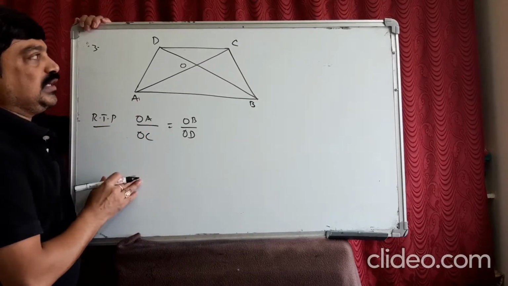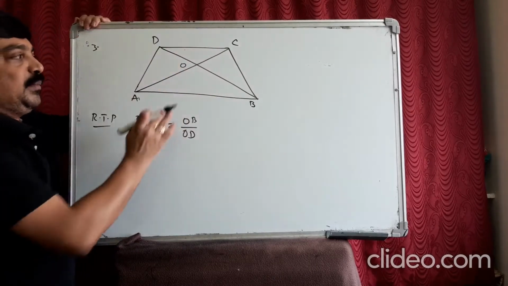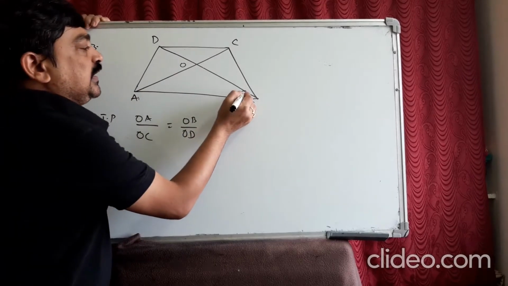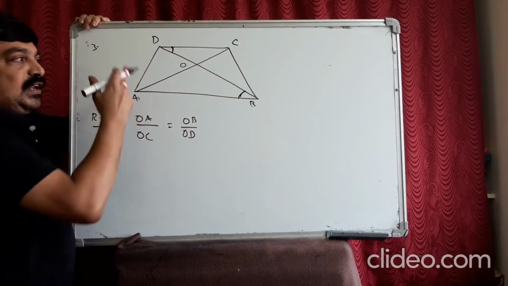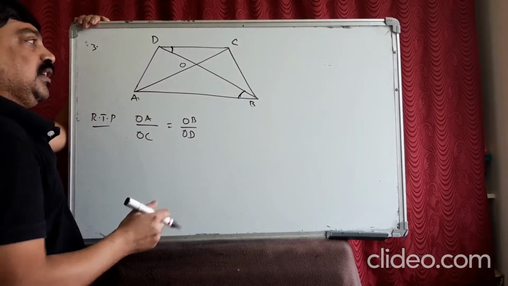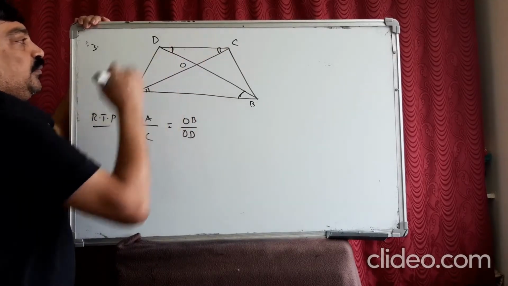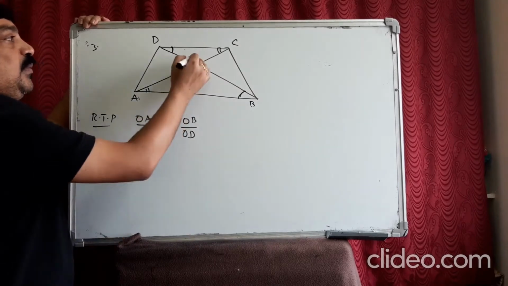Now, what I do is, in a trapezium, what happens? The opposite sides are parallel. That means these two sides are parallel. When these two sides are parallel, this angle will be equal to this angle. Okay, alternate angles. These two angles will be equal because these two lines are parallel, and these two angles are equal. When two angles are equal, obviously the third angle will be equal.